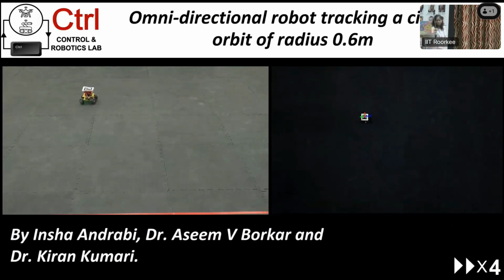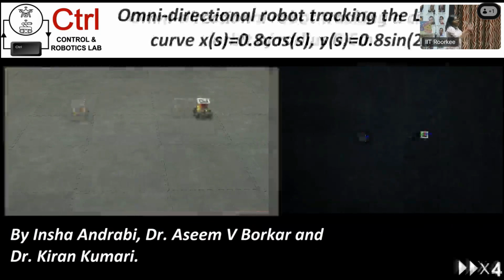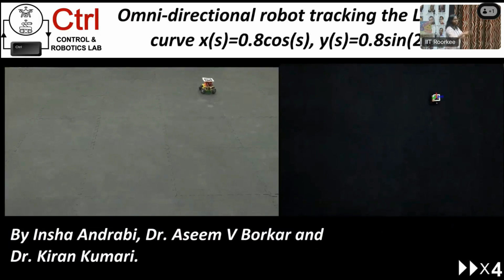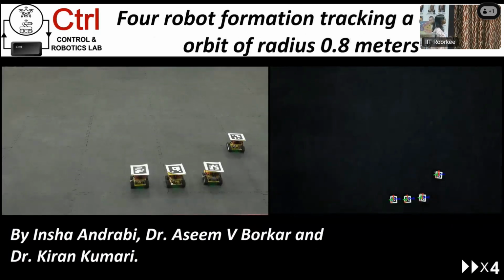Then we have done multiple robot implementation also. Here we have these 4 robots. Initially they go to an initial position. We divide the orbit, whether it's a circular orbit, Lissajous curve or ellipse, equally among the agents so that they reach the initial condition. After that, they do the desired reference trajectory tracking. Now this is for the elliptical orbit using the four robots.